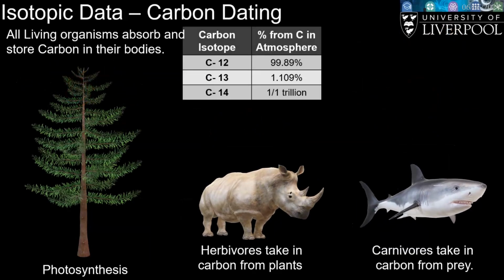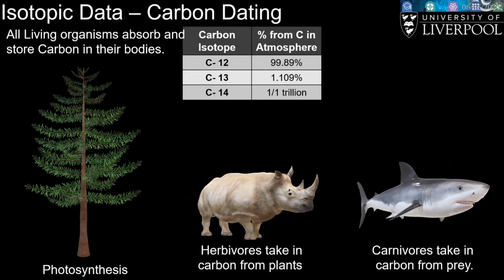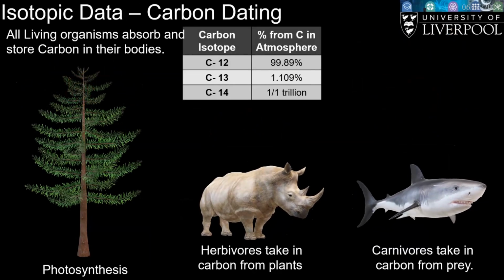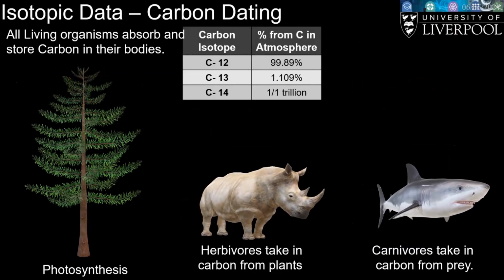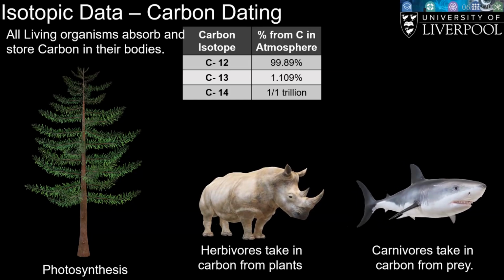Living organisms continually absorb and contain carbon in their bodies. Plants through photosynthesis, where they absorb carbon dioxide and convert this into sugars. Animals then consume the plants, and the carbon is passed through the food chain. The Earth's atmosphere has a specific percentage of carbon, and this itself is made from different percentages of the carbon isotopes. Carbon is oxidized into carbon dioxide, which is absorbed by living organisms only when they're alive.